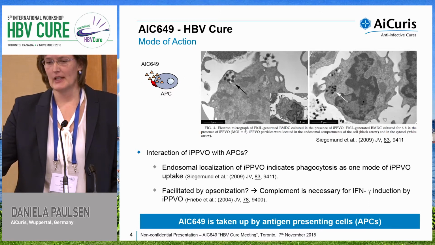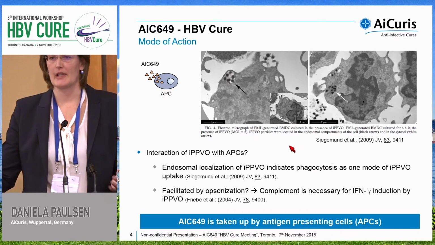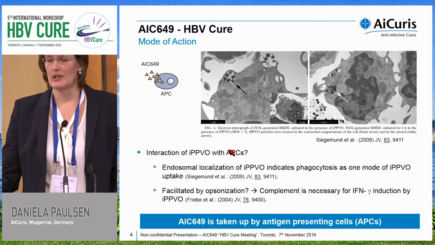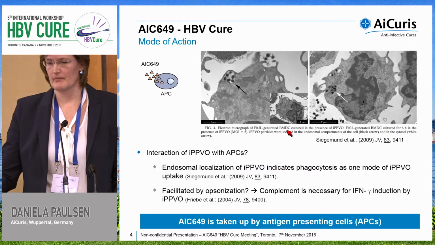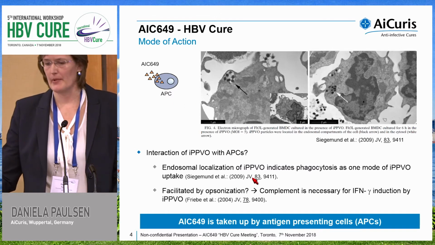Yeah, here we go. Okay, so 649 is taken up by antigen-presenting cells. These are murine dendritic cells, and you can see the particles nicely in the endosome, which indicates that phagocytosis is one of the mechanisms to take up that particle. It might be facilitated by opsonization because complement seems to play a role in that route of uptake.